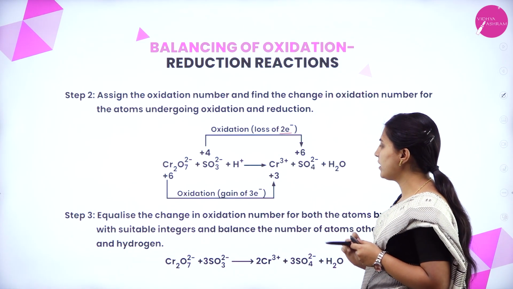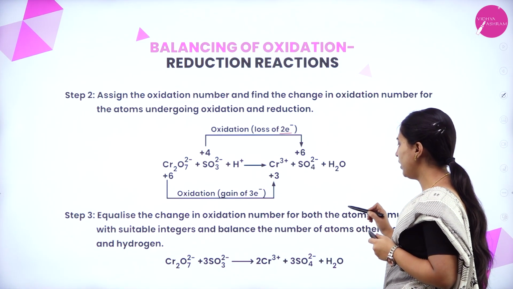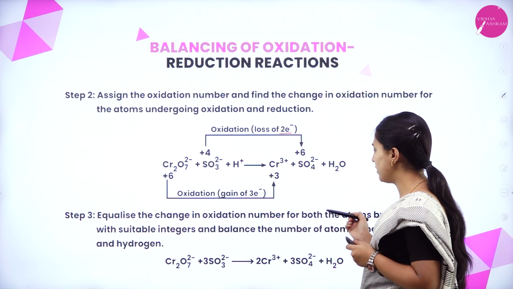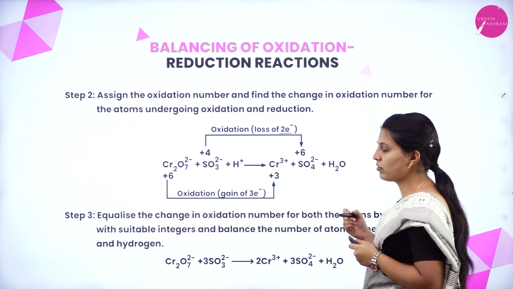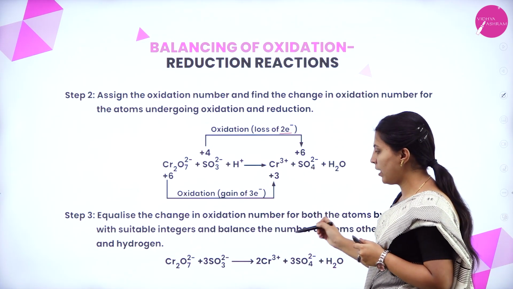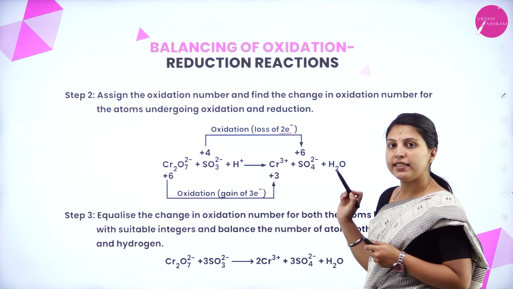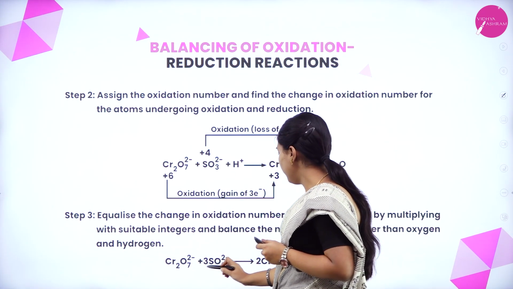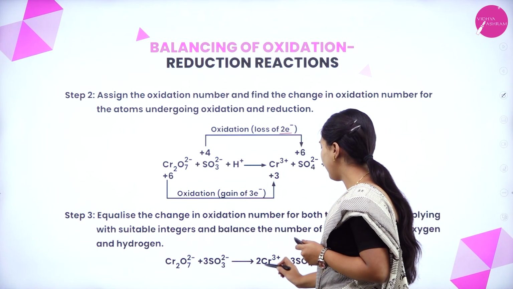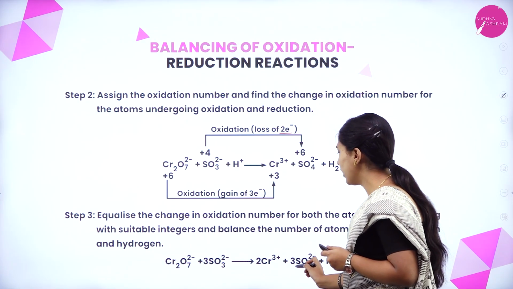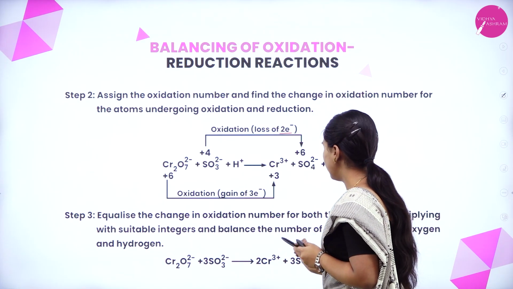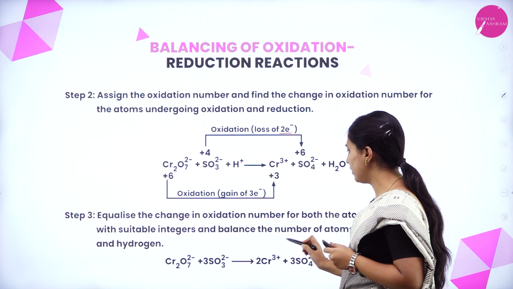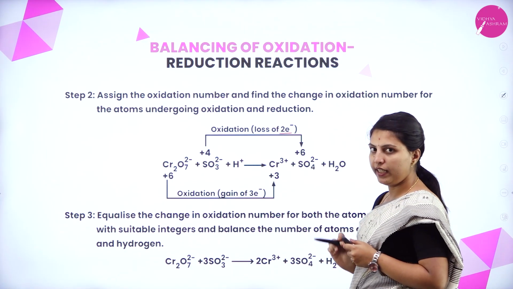Next, equalize the change in oxidation number of both the atoms by multiplying with suitable integers and balance the atoms other than oxygen and hydrogen. This is the step where you will not balance the elements hydrogen and oxygen, other than that you have to do. See here, chromium, everything. For chromium they have added 2 Cr, and here they have done it for chromium. Other than that, you have to leave oxygen.